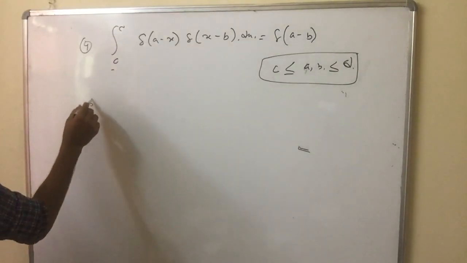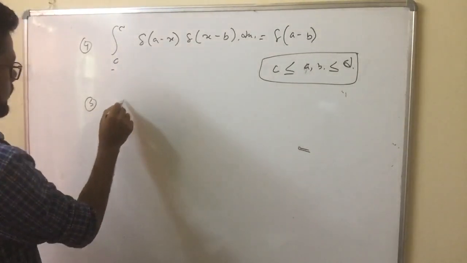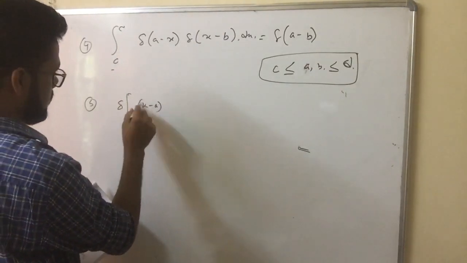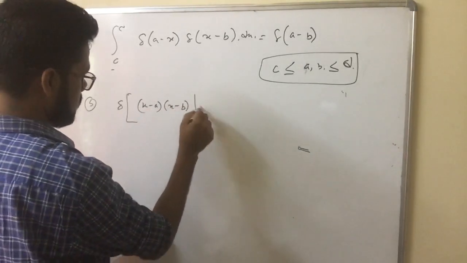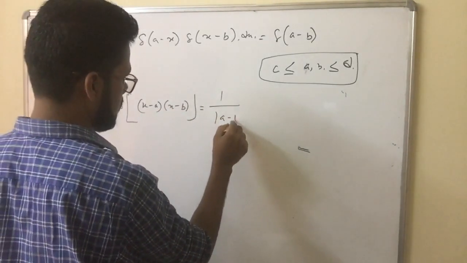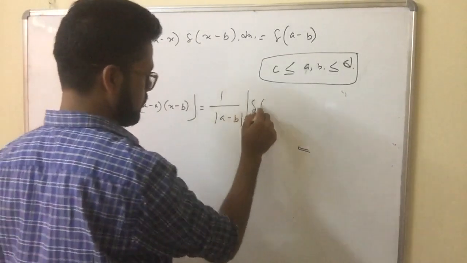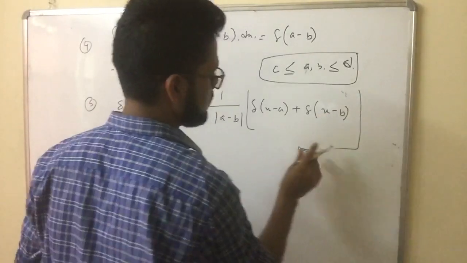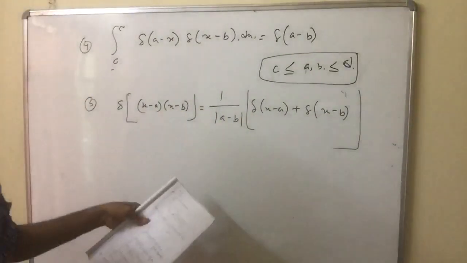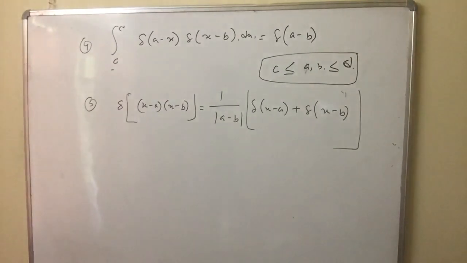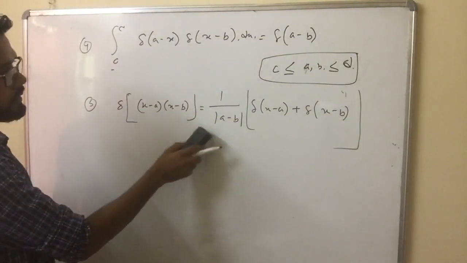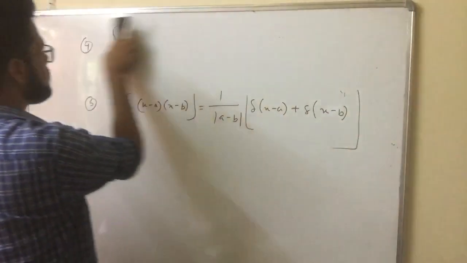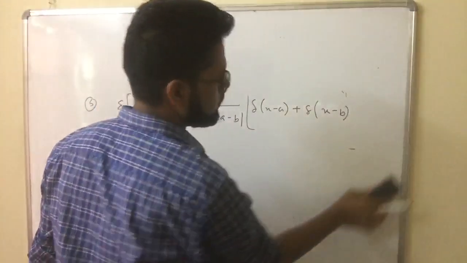Another property: delta((x minus A)(x minus B)) equals 1 by modulus of (A minus B) times [delta(x minus A) plus delta(x minus B)]. This property is very important in quantum mechanics, in EFT also. This is an important property. Okay. So these are the properties of the delta function.